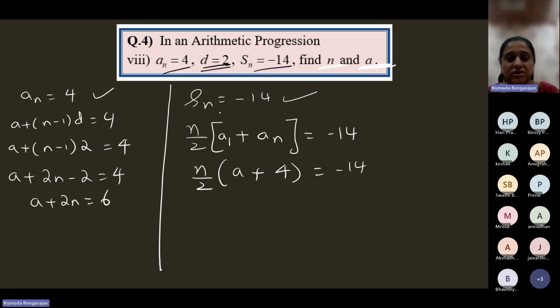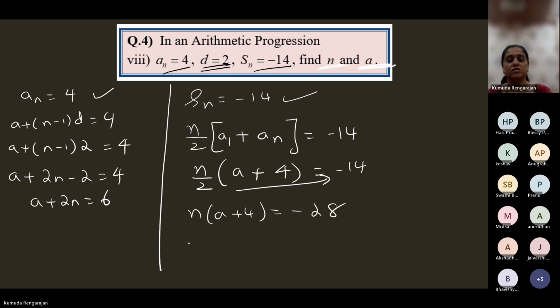Now here, Sn is equal to minus 14. n by 2 times the first term plus the last term is minus 14. We use this formula because we know An, it is given to us. So n by 2 of the first term a, which we don't know, plus An, which is 4, is equal to minus 14. So n into (a plus 4) is equal to, cross multiplying, minus 28. So we have an plus 4n is equal to minus 28.